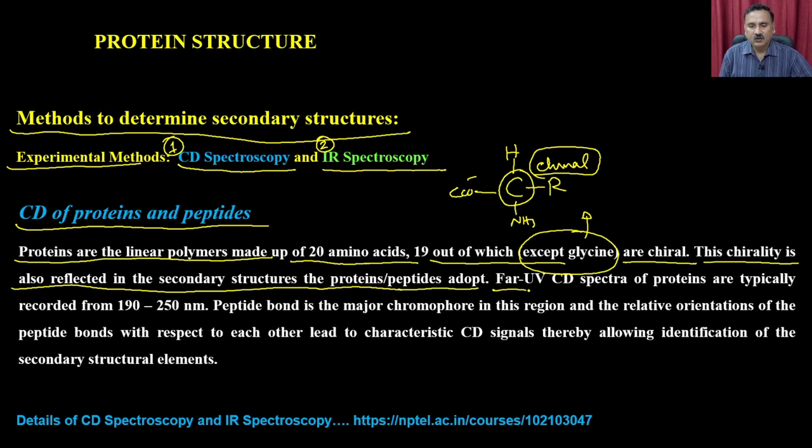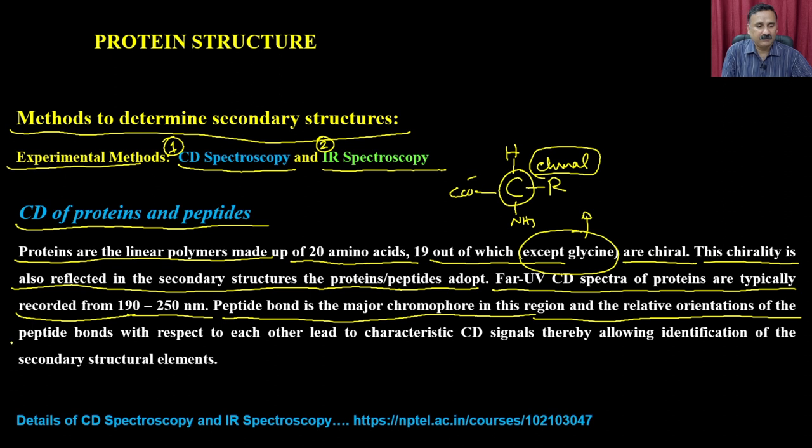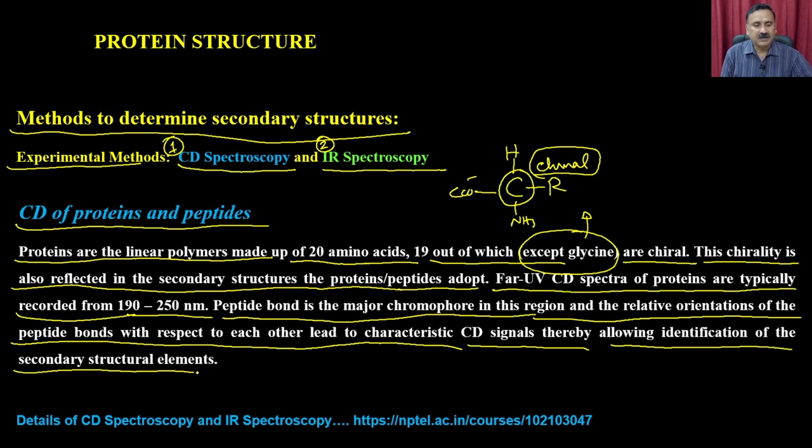Far UV CD spectra of proteins are typically recorded in the range of 190 to 250 nanometers. The peptide bond is the major chromophore in this region, and the relative orientation of the peptide bonds with respect to each other leads to the characteristic CD signal, allowing identification of the secondary structure elements. I have given you the citations. If you want to read more about CD spectroscopy, you can see one of our courses on the NPTEL website.